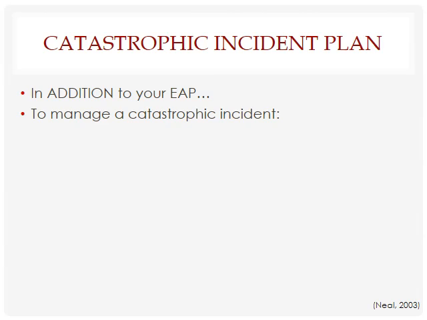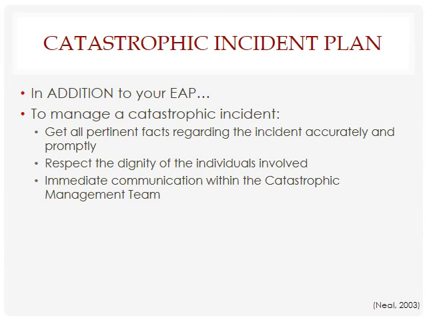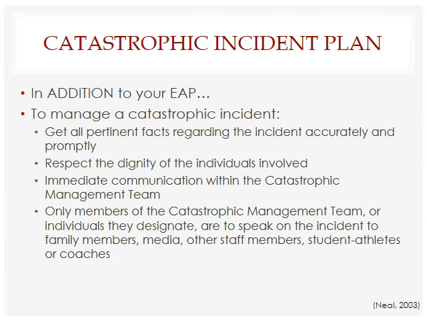To manage a catastrophic incident, one should be sure to get all pertinent facts regarding the incident accurately and promptly. You should respect the dignity of the individuals involved. You should have immediate communication with the catastrophic management team members. And only members of the catastrophic management team or individuals they designate should speak on the incident to family members, media, other staff members, student athletes, or coaches.